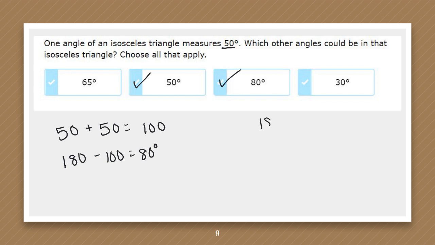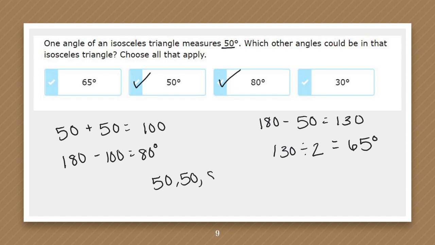So now I need to look at the other side. If I do 180 minus 50, that gives me 130. Now if I take 130 and divide that by 2, because two of my angles need to have the same measurement, that would equal 65 degrees. So I could have a triangle with the angle measurements 50, 50, and 80, or I could have a triangle with the measurements 50, 65, and 65. So my answers are 65, 50, and 80.